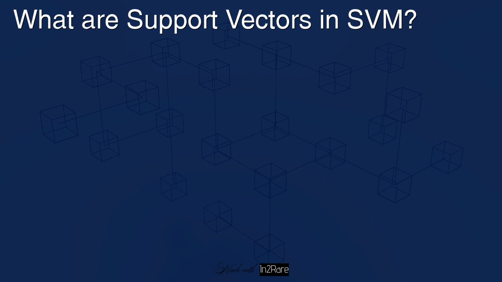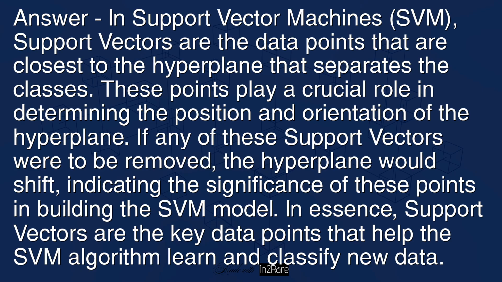What are support vectors in SVM? Answer: in support vector machines (SVM), support vectors are the data points that are closest to the hyperplane that separates the classes. These points play a crucial role in determining the position and orientation of the hyperplane. If any of these support vectors were to be removed, the hyperplane would shift, indicating the significance of these points in building the SVM model. In essence, support vectors are the key data points that help the SVM algorithm learn and classify new data.